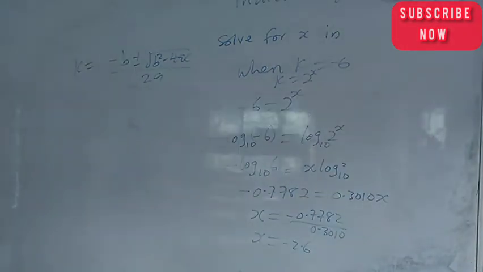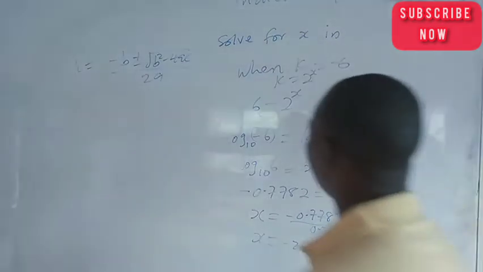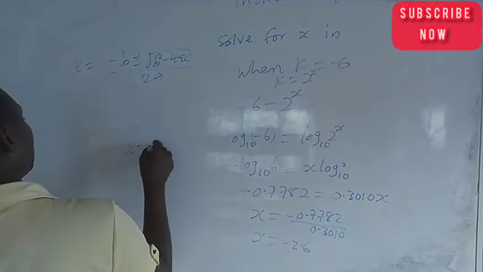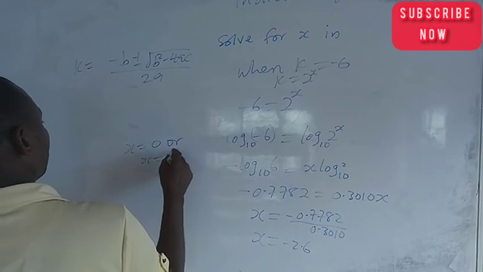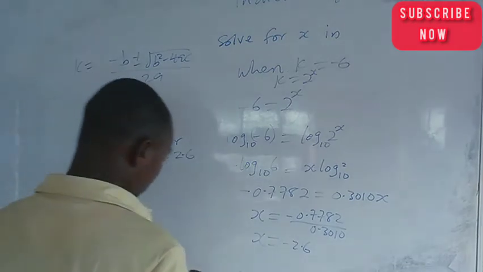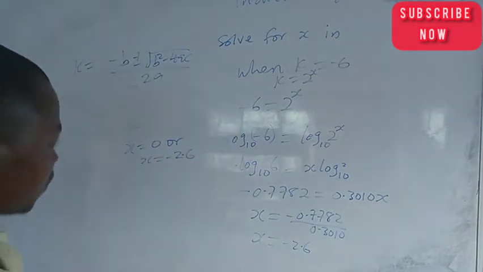So that's how to handle that question. That means our s equals 0 or s equals minus 2.6. Okay? That is how to handle this kind of question.